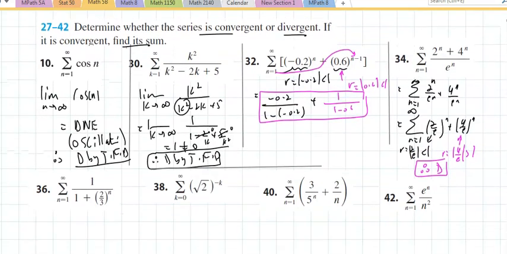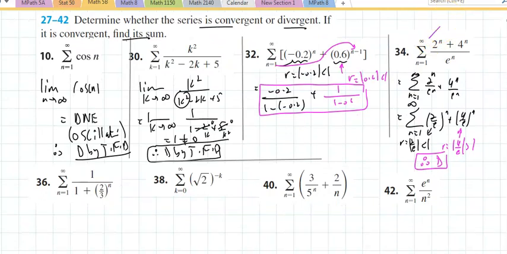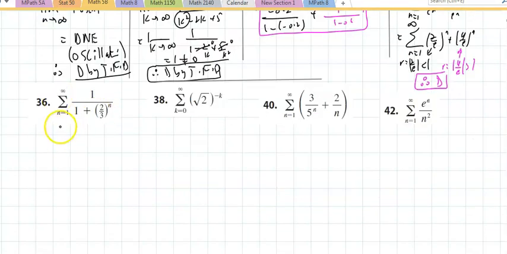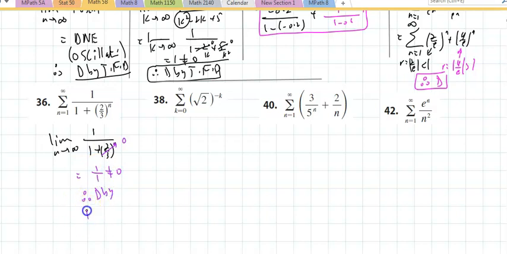The limit as n approaches infinity of that will give me a 0, so that's useless. And on number 36, if I take the limit as n approaches infinity of 1 over 1 plus 2 over 3 to the n, keep in mind, this is going to 0 because that's exponential decay. That's going to be 1 over 1, which doesn't equal 0. Therefore, diverges by test for divergence. Something that we're going to have to start quoting on every problem.